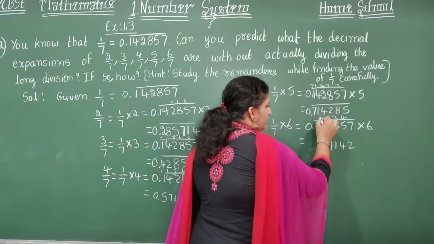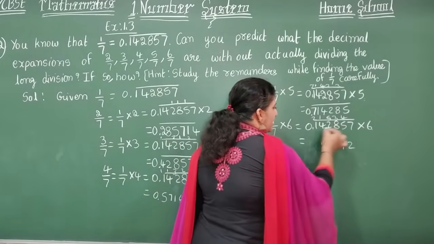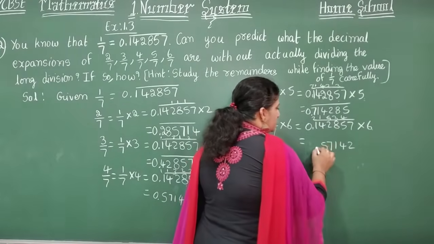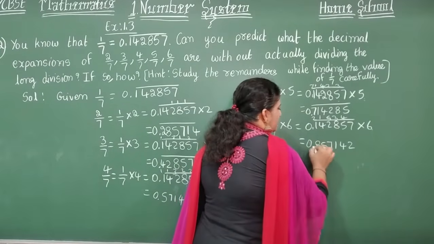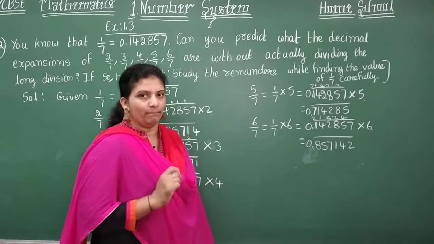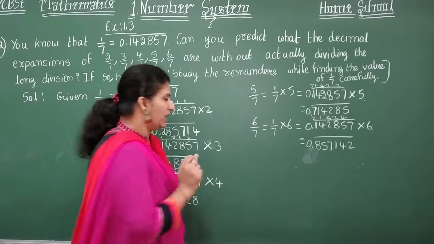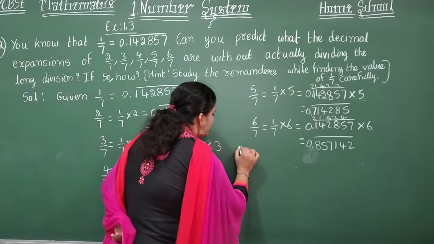6 4s are 24. 24 plus 1 will be 25. 6 1s are 6. 6 plus 2 will be 8. 0.857142 bar. So look here, children, all will write at a time now. So what is your answers here?